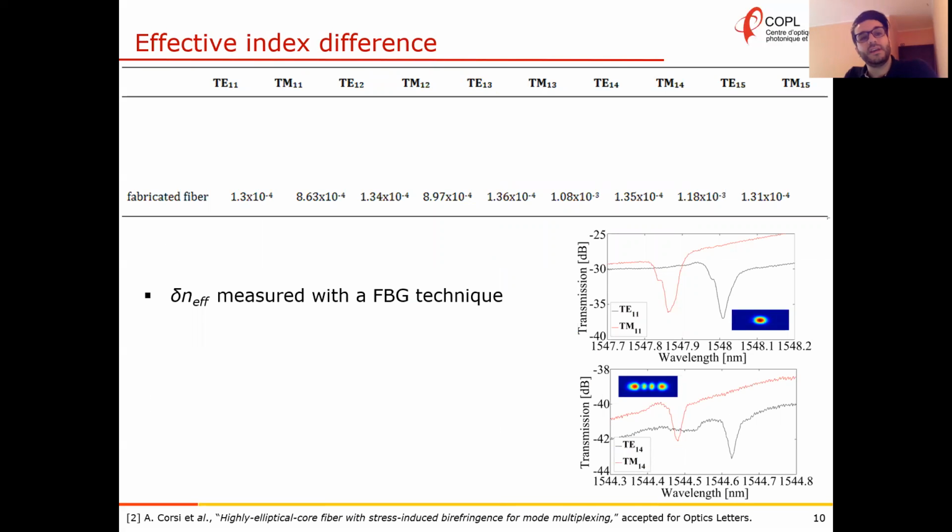Now let's talk about the effective index difference for our fiber, and we measured it in the lab with a fiber grating technique. So what we did is we excited one mode at a time, and we measured the transmission spectrum, and the peak wavelengths give us the information to measure the effective index difference between the modes.